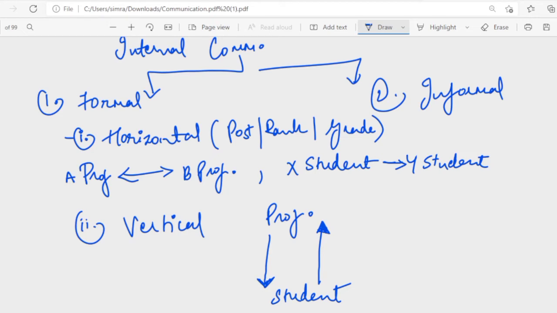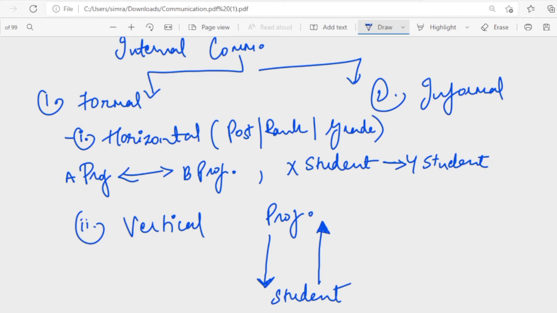Okay. Now, the third type of communication after vertical is which one? Diagonal. Diagonal communication. What do you mean by diagonal communication? Suppose now there are various departments in a company. There is a finance department, there is an HR department, there is a marketing department. Okay, these are the various departments.